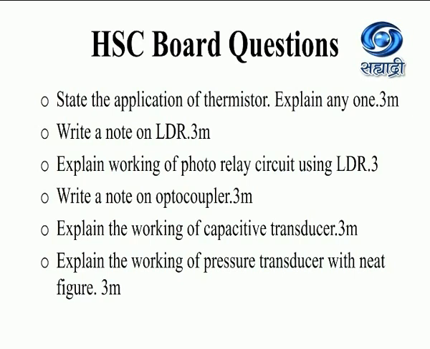Next question is write a note on LDR for 3 marks. First of all, you have to explain what you mean by LDR, that is light dependent resistance, the working of LDR, the symbol of LDR. Then you can explain the cases, that is dark condition and light condition, how this resistance depends on the light. So in this way you can write down the note on LDR for 3 marks.